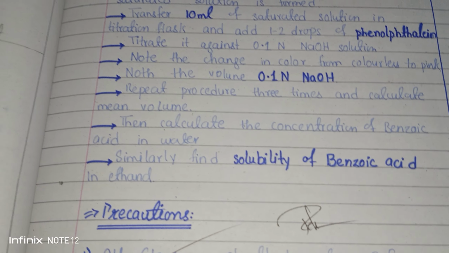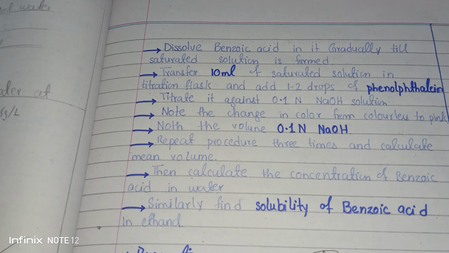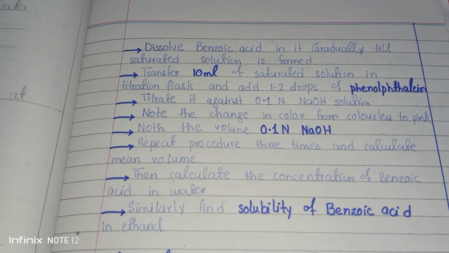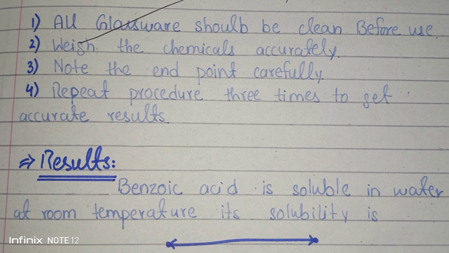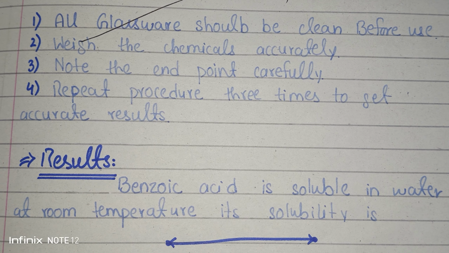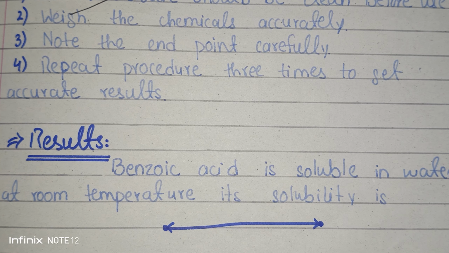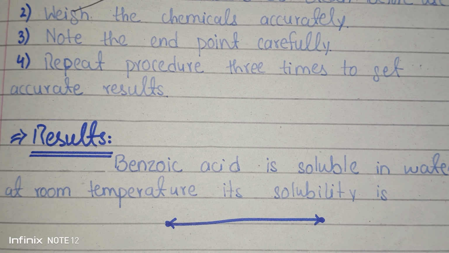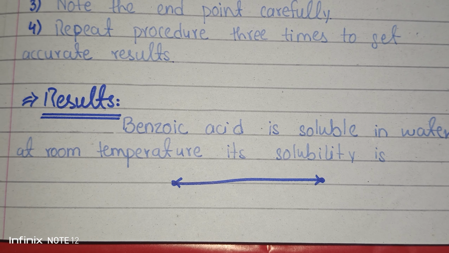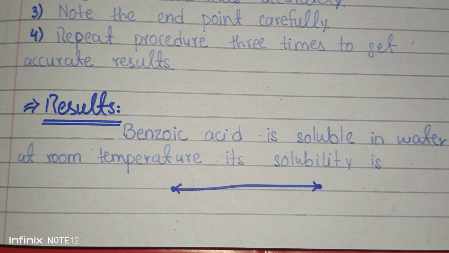I also explain how you are going to calculate the solubility of this benzoic acid. Okay. So now in the last you have to discuss some precautions: that you use clean glassware. You should weigh the chemical accurately. You should note the endpoint carefully. You should repeat the process 3 times to get accurate results.